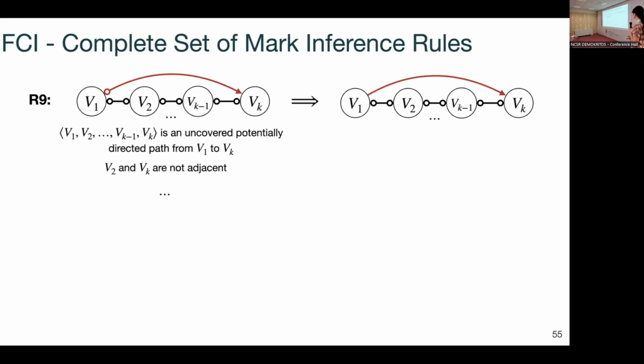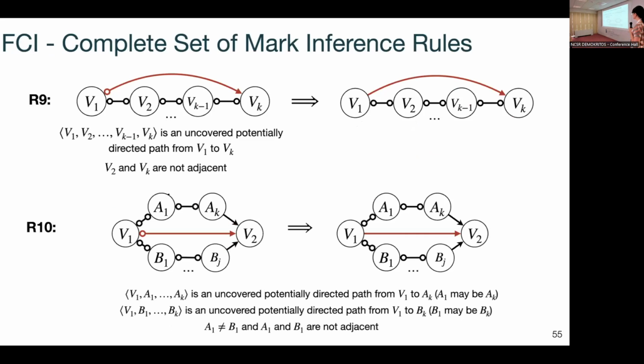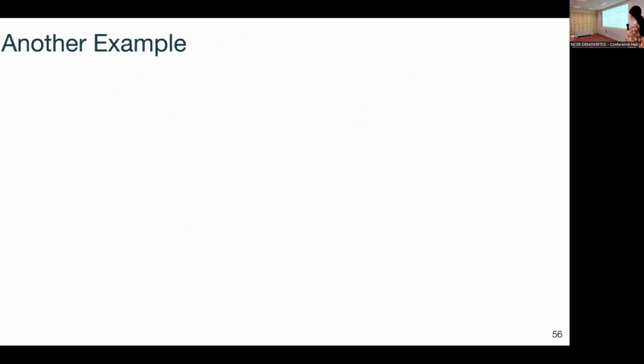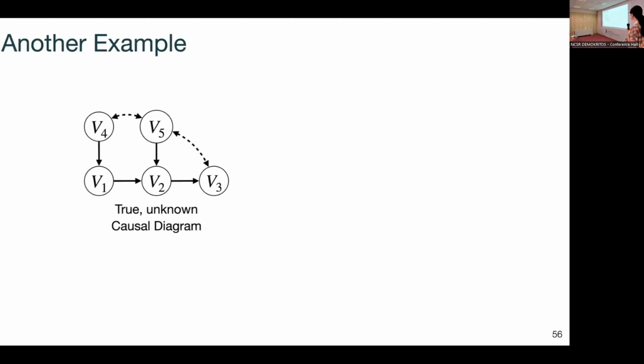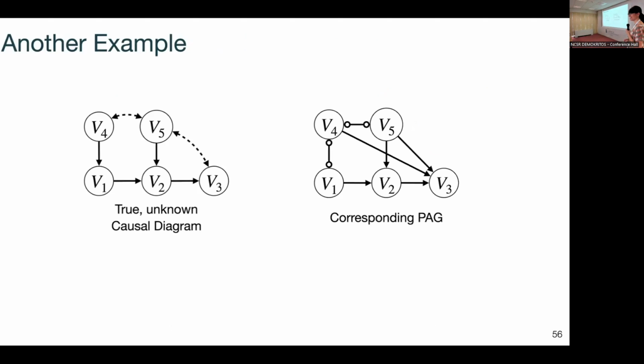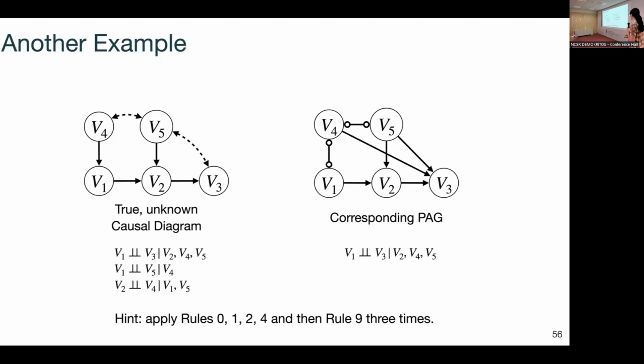Yeah, there's a set of 10 rules, so I'm skipping, but I wanted them here so you can take a look later. And you can even try at home to get this back. You apply basically these rules plus rule 9, an extra rule here, and you see that it's going to imply exactly the same set of independencies.